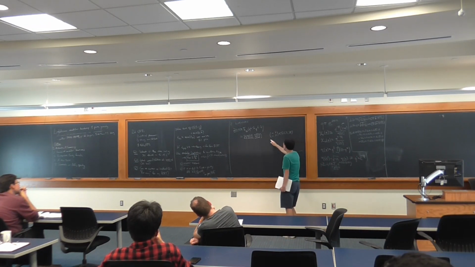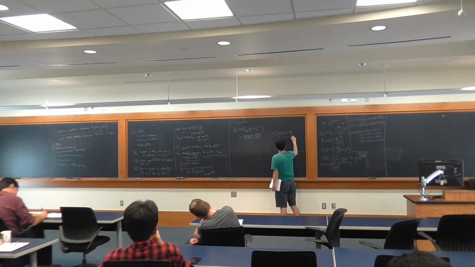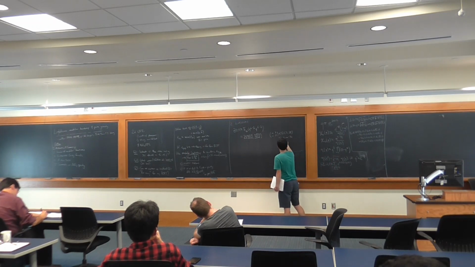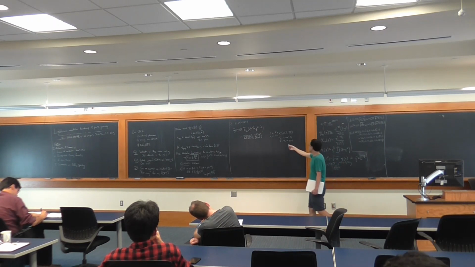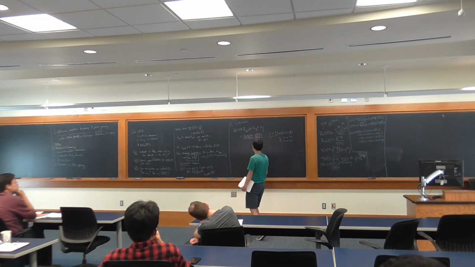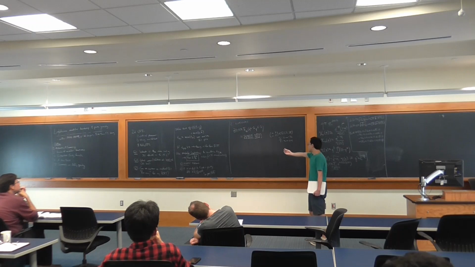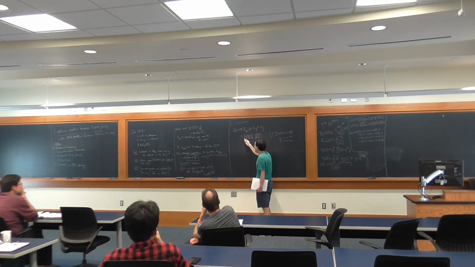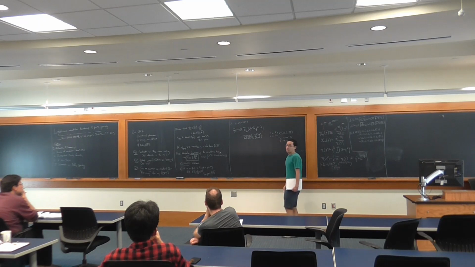This group is called SL2Z, and it's actually generated by 2 elements, one of which is S, which takes tau and tau bar to roughly negative 1 over it, and T, which adds 1. We're going to get a little mileage just out of demanding that this partition function satisfies this constraint.